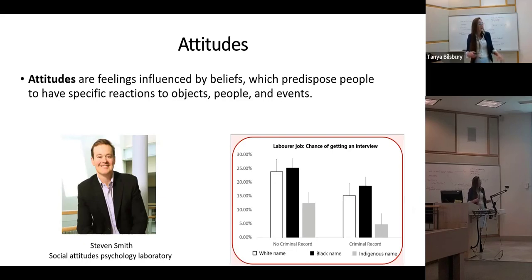And this, we had bogus resumes. And people made hiring decisions. Yes, I'd hire this person. No, I'd not hire this person for a job that was, I think, like a manual labor job. And you can see a few things here. But one thing is that there's less hiring of people with a criminal record. More likely to say no. And it also matters, the ethnicity of the name on the record matters. It seemed to matter a lot when there was an indigenous name.